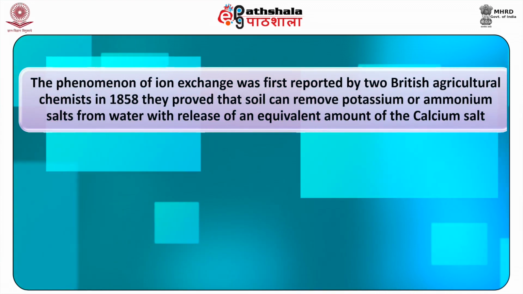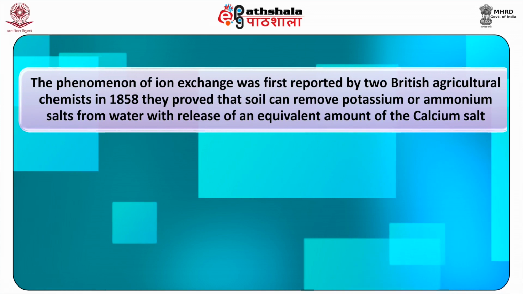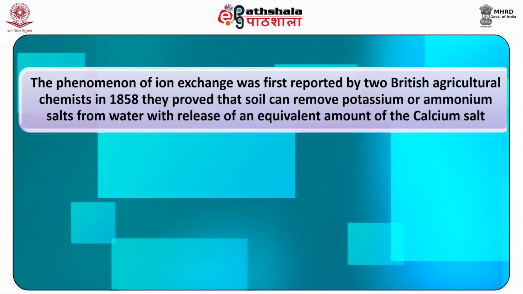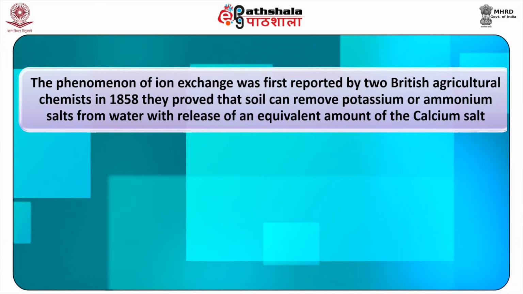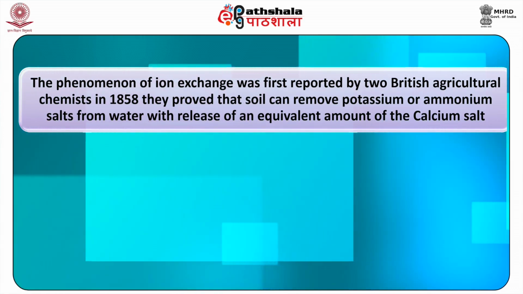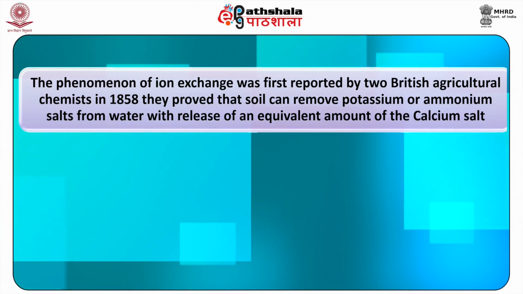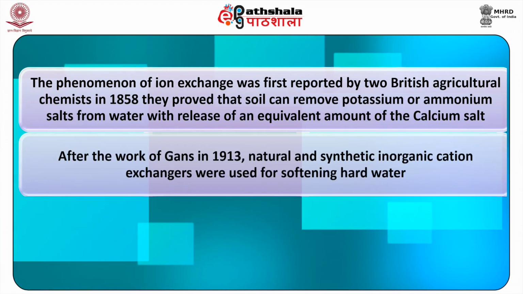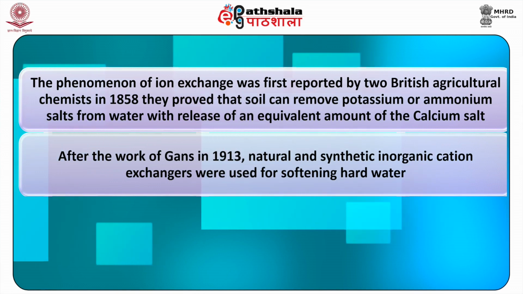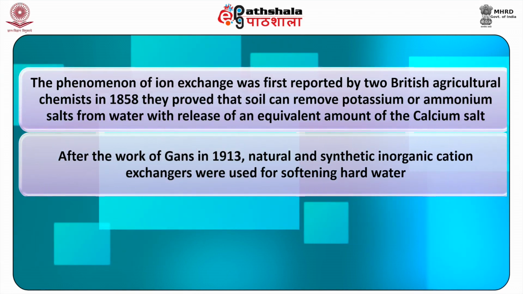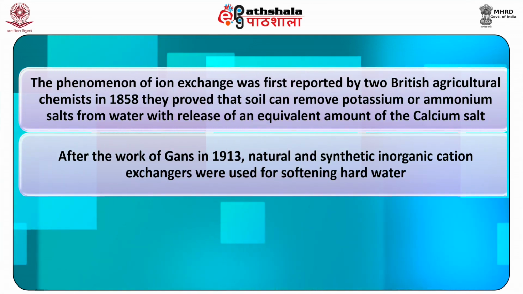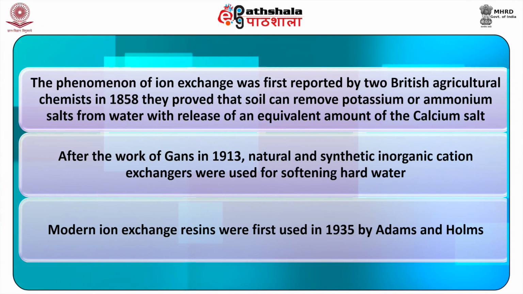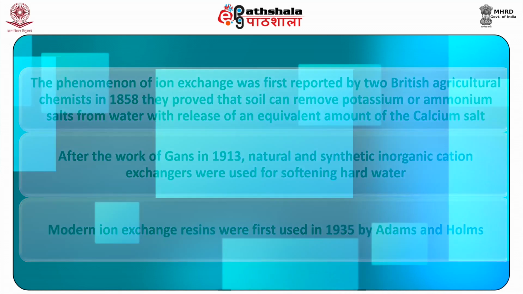The phenomenon of ion exchange was first reported by two British agricultural chemists. In 1858, they proved that the soil can remove potassium or ammonium salts from water with the release of an equivalent amount of calcium salt. After the work of Gans in 1913, natural and synthetic inorganic cation exchangers were used for softening hard water. Modern ion exchanger resins were used first in 1935 by Adams and Holmes.